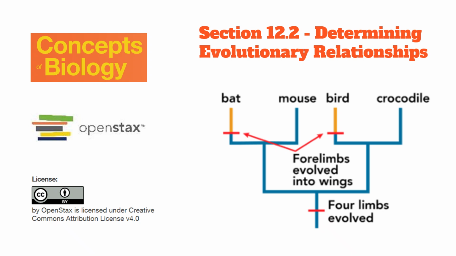Welcome to section 12.2, Determining Evolutionary Relationships. Imagine standing in a natural history museum surrounded by skeletons, a bat wing, a horse leg, a whale flipper, and human arm bones. At first glance, these structures seem very different, but their underlying similarities reveal deep evolutionary connections. Today, we'll learn how scientists distinguish traits that share common ancestry from those that evolved independently, and how cladistics helps us map life's complex family tree.